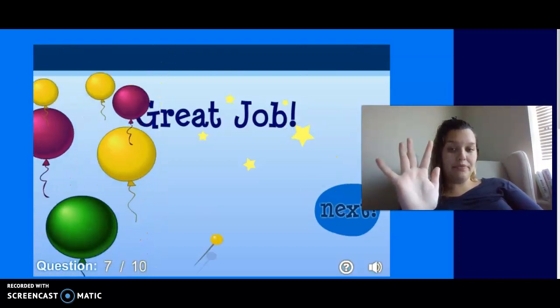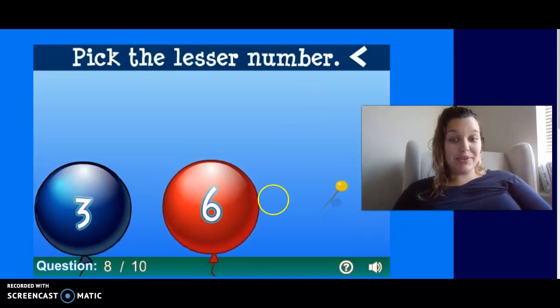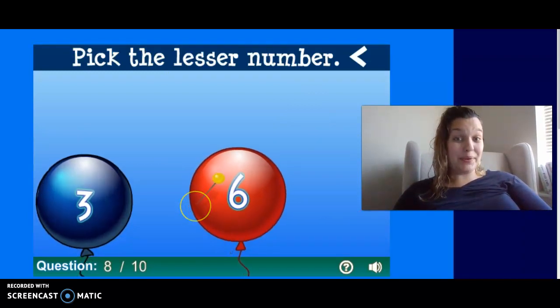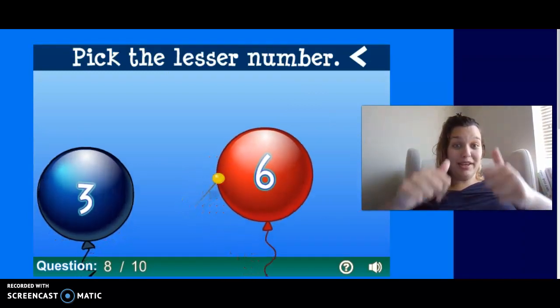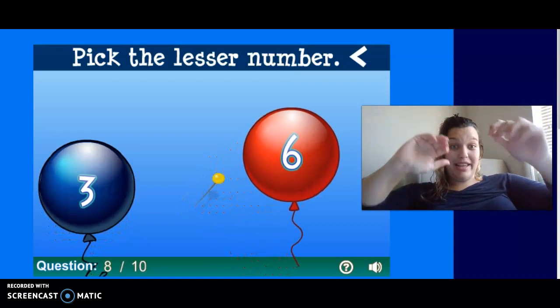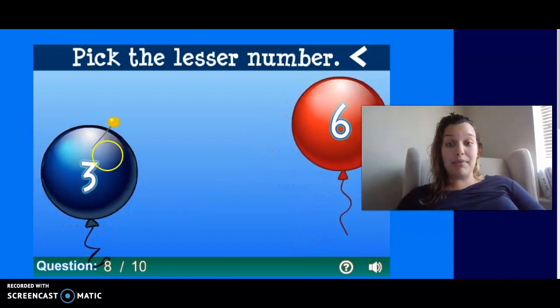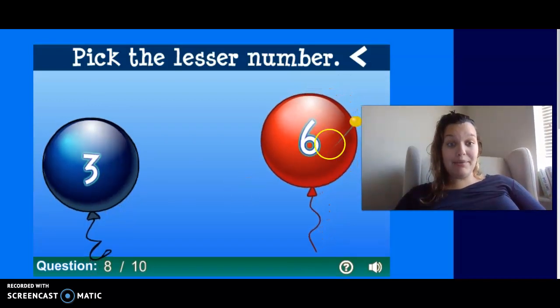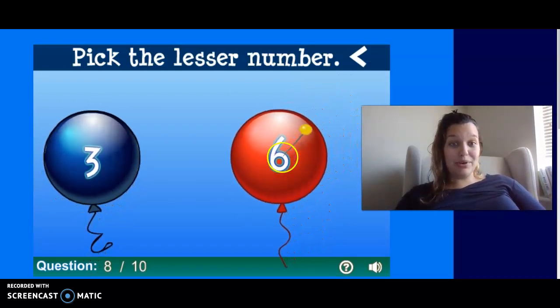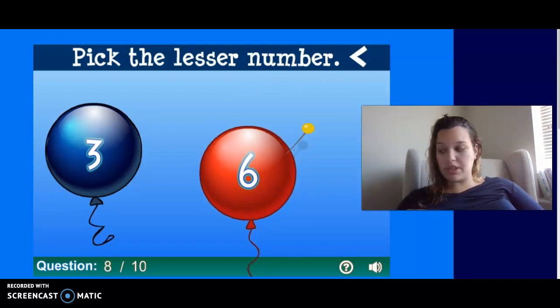Great job. Okay, so the next two I'm going to have you do on your own. You're going to have to tell me what number is less in this one, so the lower number. We have the number 3 here, and we have the number 6 here. Which one's less or smaller?